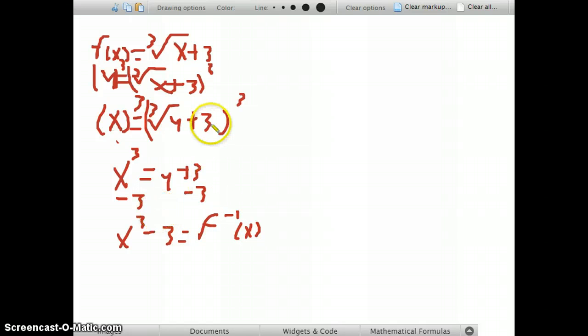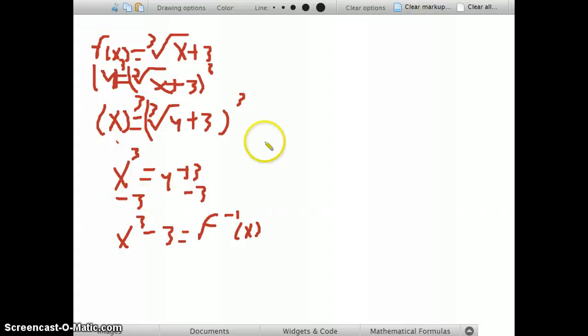So with anything, you're just going to set it as y equals, and then interchange x and y and solve. So in any case, if it's a cubic root, you would just cube both sides. If it's a cube, you would take the cubic root on both sides. It works the same way.